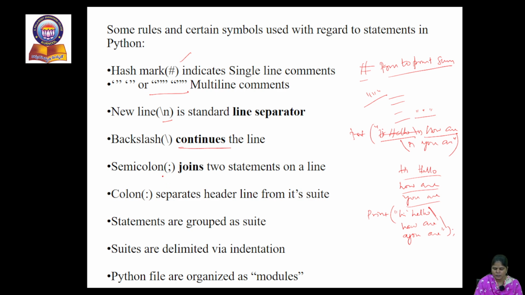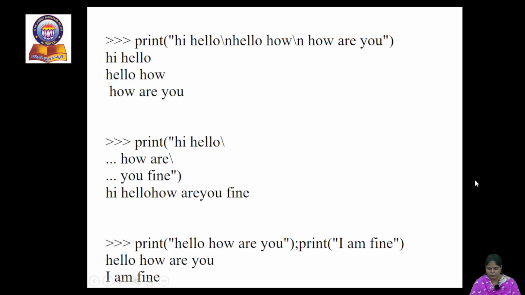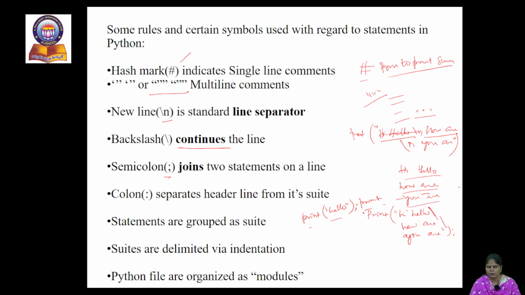Next is the semicolon, which is used for joining two statements. Like if I have print hello, and now I want to write another print here itself, I can continuously write n number of statements using this semicolon.